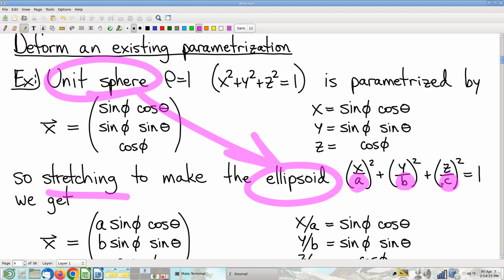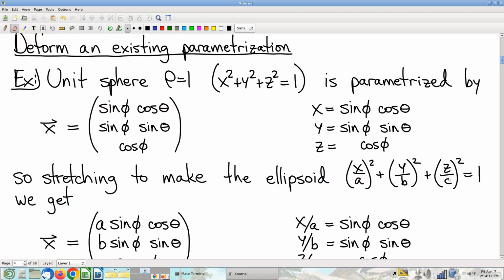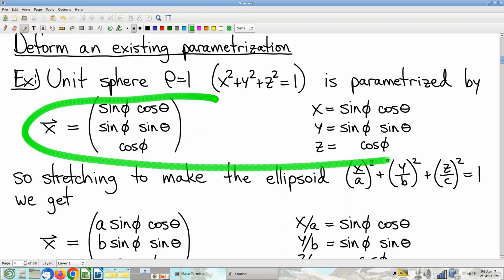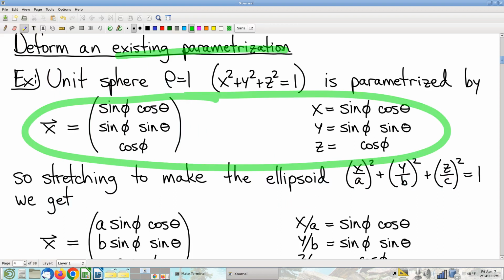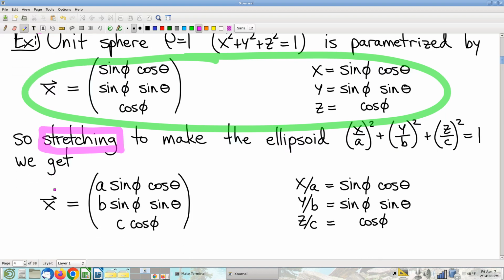Right? So we know now, let me color code again. We have an existing parameterization that was easy. Whoops, underlined. And I know what my deformation is. My deformation is stretches by various amounts in various directions. And that's going to be our foot in the door. Here we go. Let's think about it from the vector point of view.